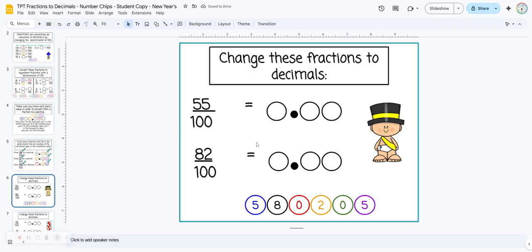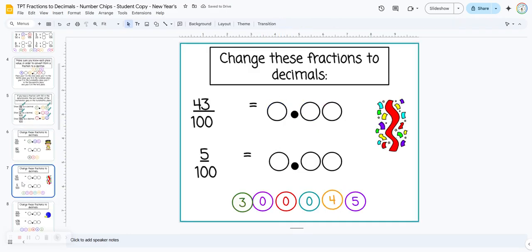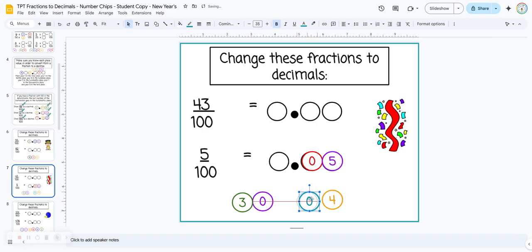So the next slide, students are just going to be changing these fractions with 100 in the denominator to decimals. So here we know the 5 has to go in the hundredths place. Then we place the other 5 and a 0. Same with 82 hundredths. They're going to do the same thing on the next slide. Here we have 5 hundredths. So that 5 has to go in the hundredths place. And that means these two numbers have to be zeros.